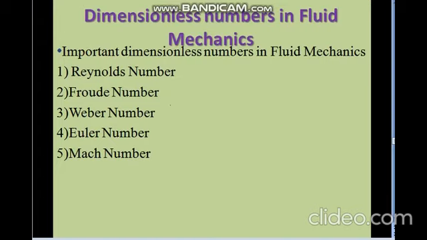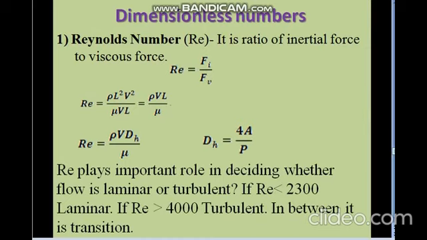Now from these forces we will form the different dimensionless numbers. We will form the Reynolds number, Froude number, Weber number, Euler number and Mach number. Now I'll move to the first number, called the Reynolds number. Reynolds number is very important in fluid mechanics and heat transfer. It is the ratio of inertial force to the viscous force. So Reynolds number is Fi by Fv.